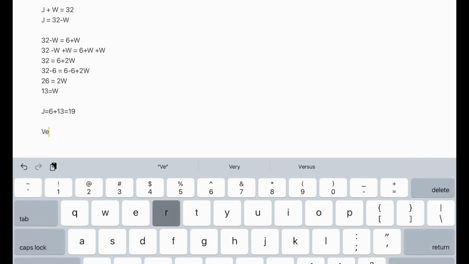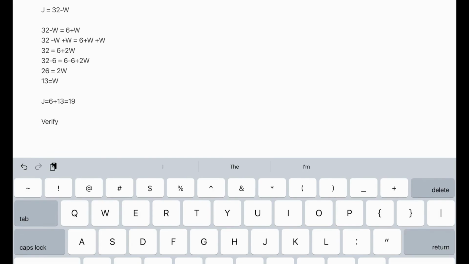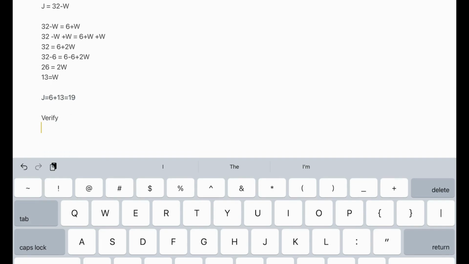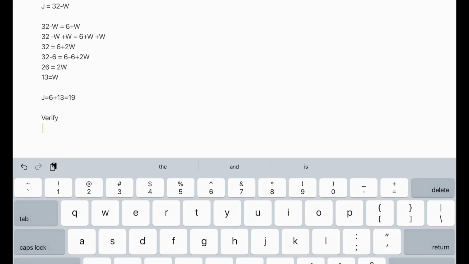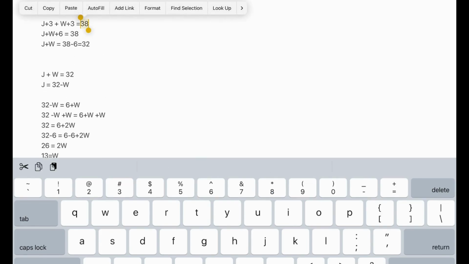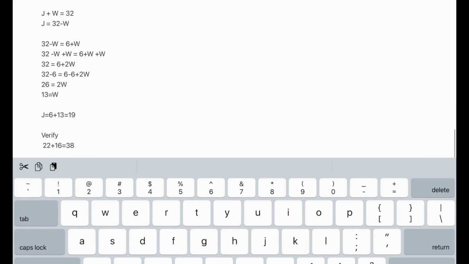Let's verify. What's the other piece of information that we have? 3 years from now, they would sum up to 38. So 3 years from now, Jean will be what? Jean would be 22. And Wayne will be 16. And that would add to 38. And this equals the original number that they gave us in the question. Right? So that means our solution is correct.